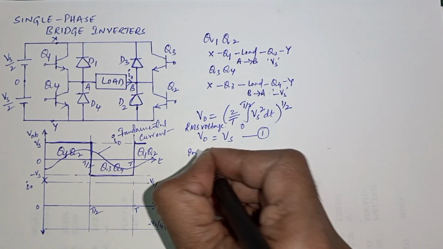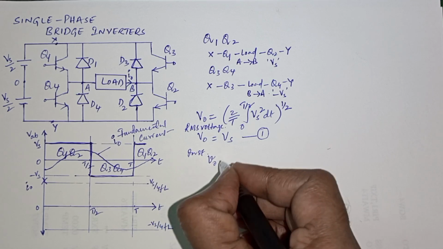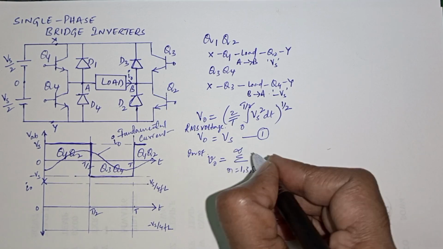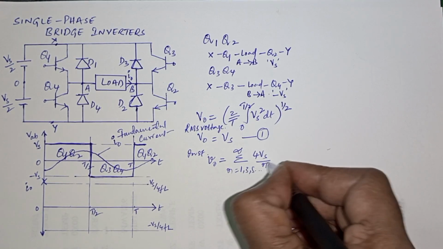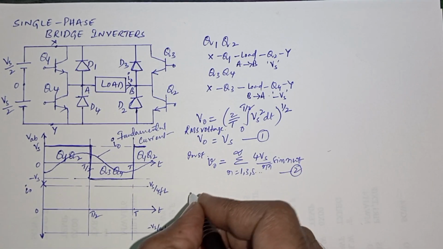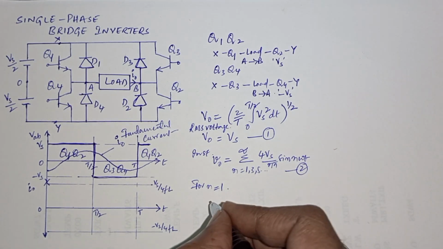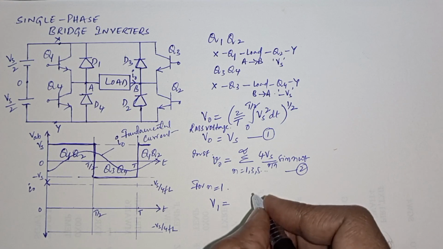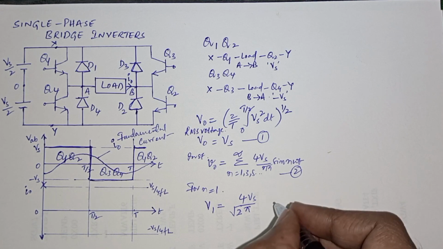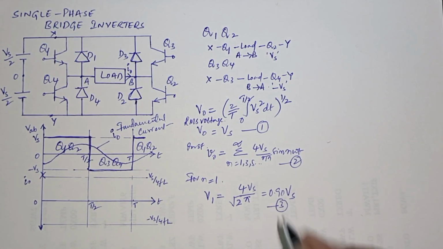Now the instantaneous voltage from the Fourier series, as we have seen in the half bridge circuit, V naught equals to sigma n equals 1, 3, 5 and so on to infinity of 4 Vs divided by n pi sine n omega t. Let this be equation number 2. For n equals to 1, the RMS value of the fundamental component is given by V1 equals to 4 Vs divided by pi root 2. This will be 0.90 Vs. Let it be equation number 3.